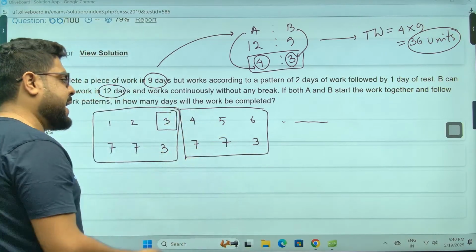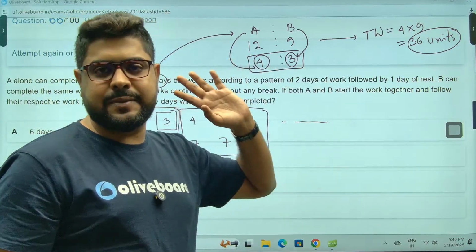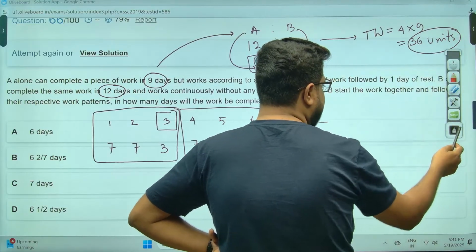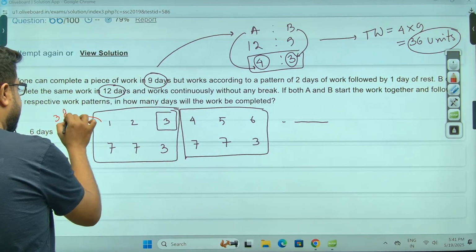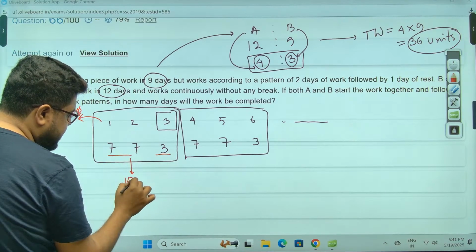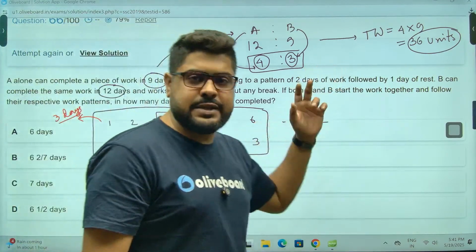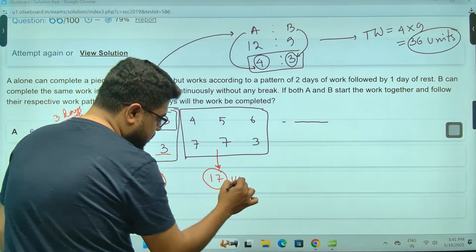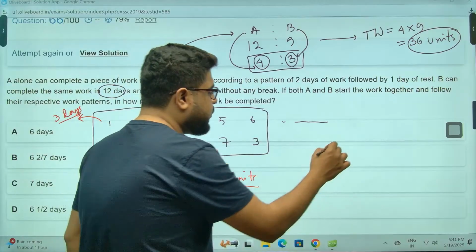Fourth day 7, because A works on the fourth and fifth day. Sixth day, again the same thing. So every packet is equal to 3 days. And how much work is getting done? 14 plus 3, 17 units of work. So 2 such packets: 17, 17. Meaning 34 units is done. So 2 units of work is remaining.